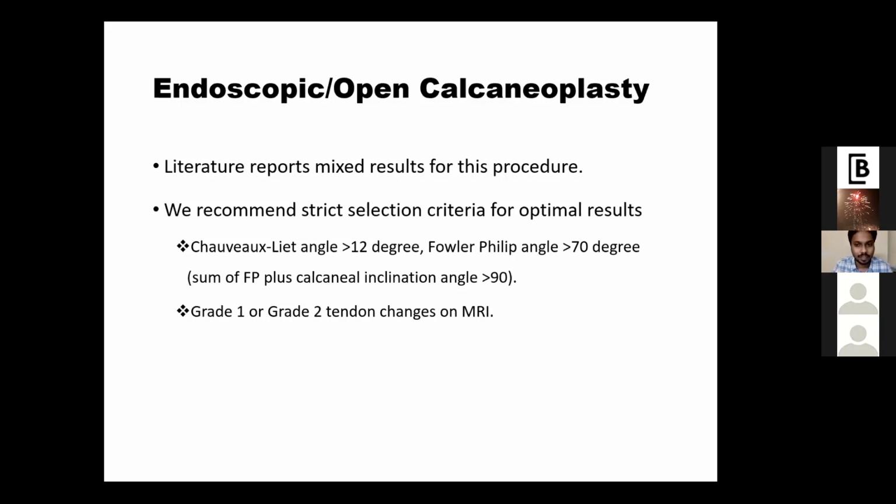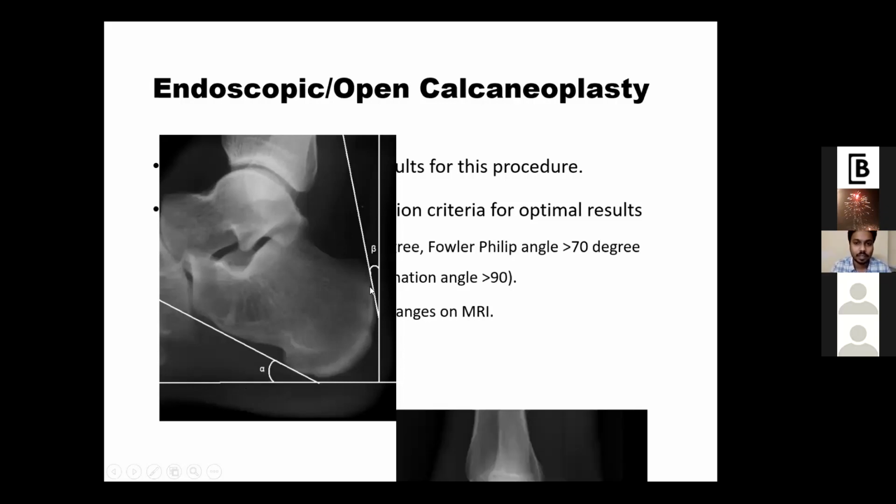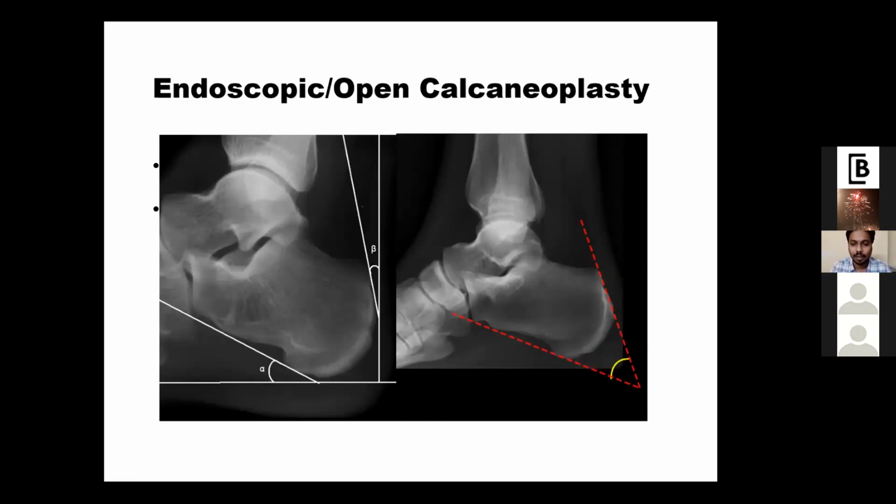Fowler-Phillips angle is 70 degrees. Typically, better would be a sum of Fowler-Phillips as well as a calcaneal inclination angle, with grade 1 or grade 2 changes on the MRI. So this is your classical Chauvet-Leutte angle, which is the difference between the calcaneal inclination angle and the Haglund angle, alpha minus beta. If it is greater than 12, it is significant. And this is your Fowler-Phillips angle. Both of these angles are checked on standing lateral films. It is very important to make sure we take standing lateral, not supine lateral films.